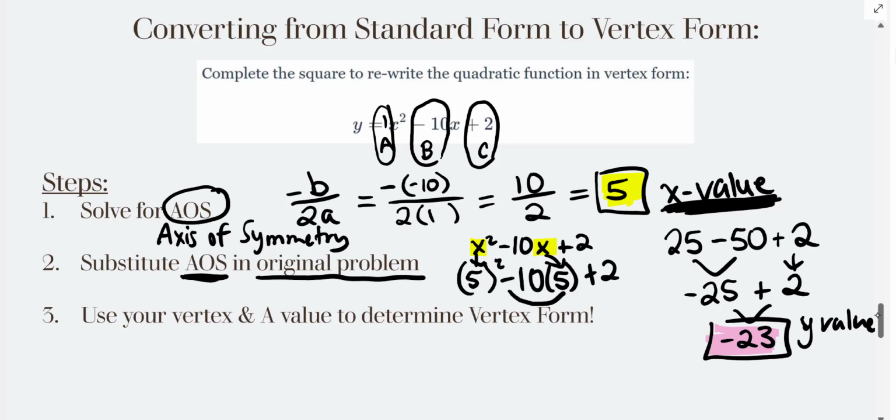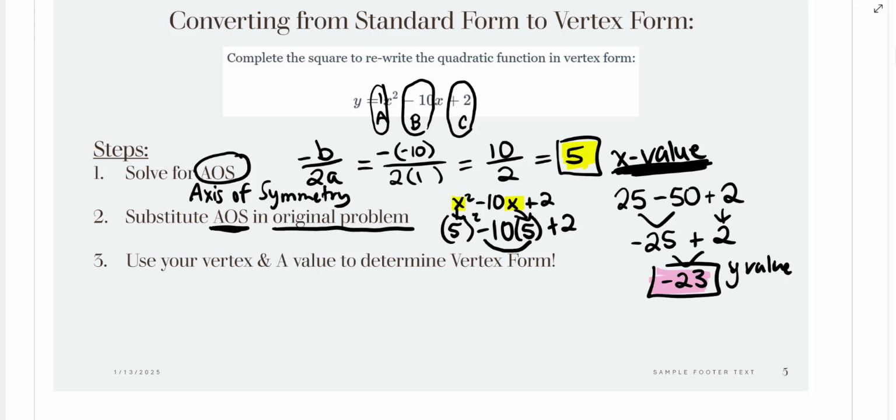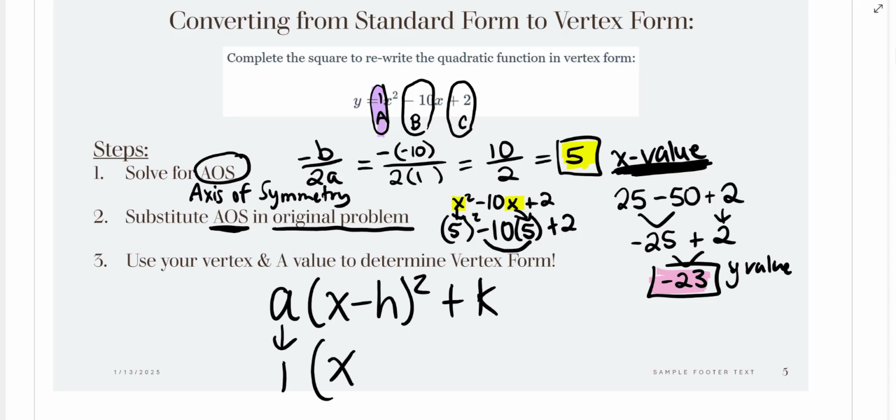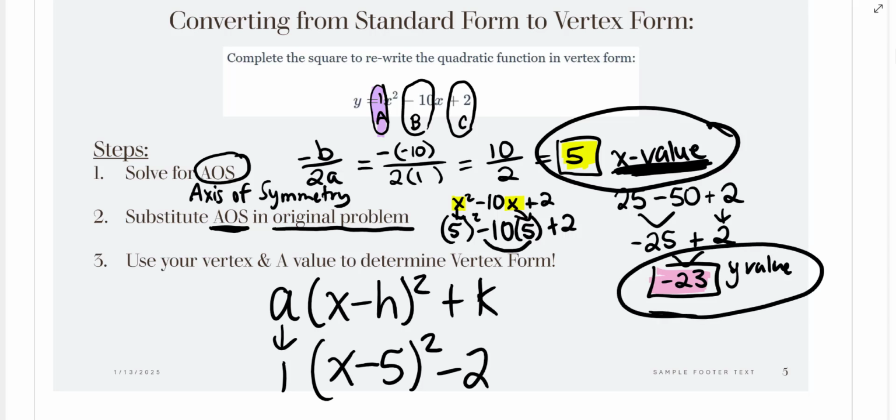Once you have the x and y value, you can solve for vertex form. So you do have to memorize what the vertex form looks like, which is a(x minus h) squared plus k. Okay, the last value that we need in here is the a value, which we determined at the beginning was 1. So a is 1. And then h is the x value, and here you have to change the sign of the x value. So here it's positive, so now we're going to make it negative. For k, the y value, we don't change the sign. Since the y value is negative 23, we're going to keep it that way.